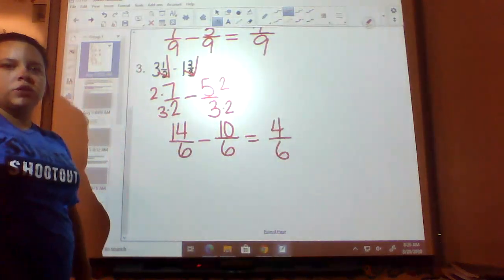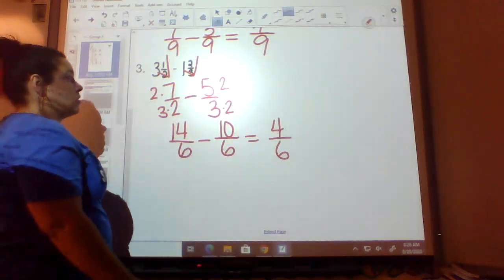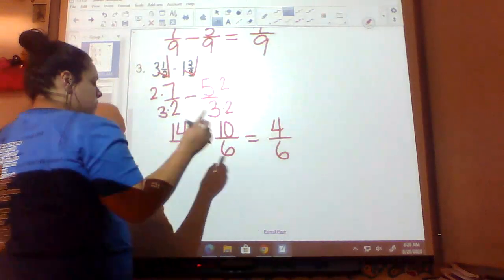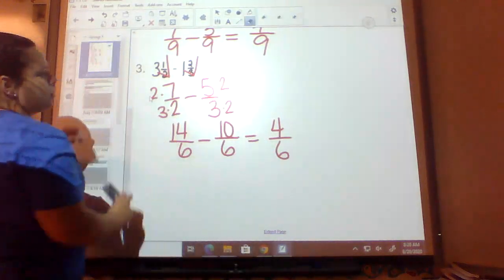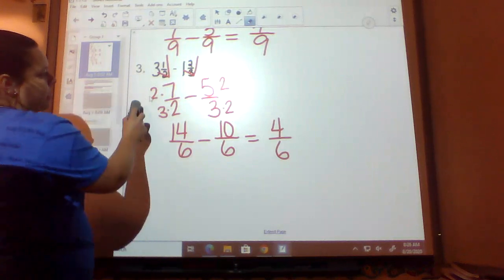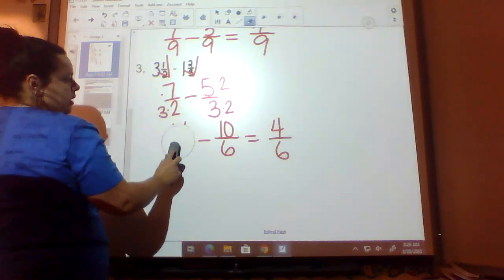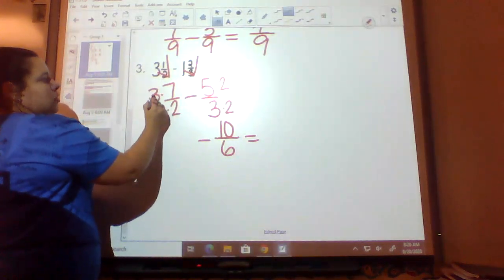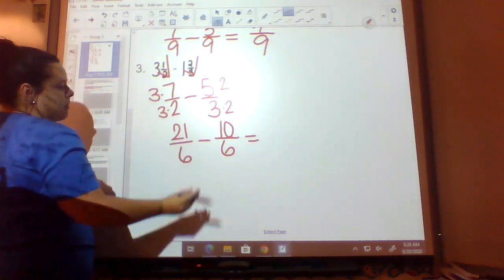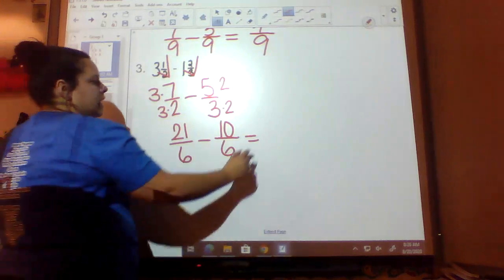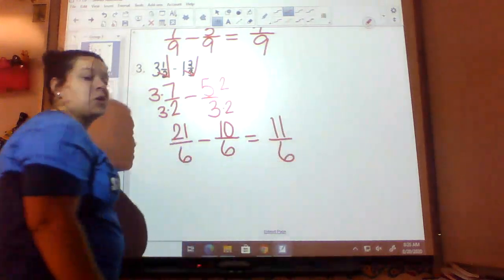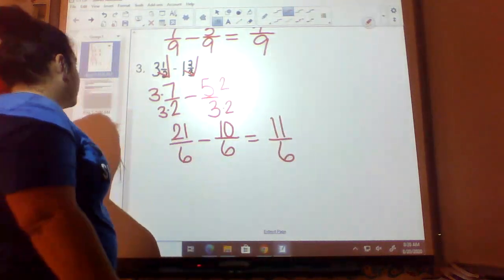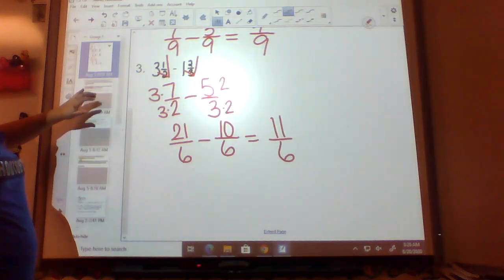Does 4/6 reduce? It does. It reduces to 2/3. Oh, Miss Wilson just made a mistake. Look what I did. I multiplied this one by 3 and this one by 2. I knew I made a mistake. I caught myself. So I should have multiplied by 3 here. So 3 times 7, that's 21/6. My bad. So 21 minus 10, that's 11/6. We all make mistakes. All right, so let's go ahead and get into the lesson for today.